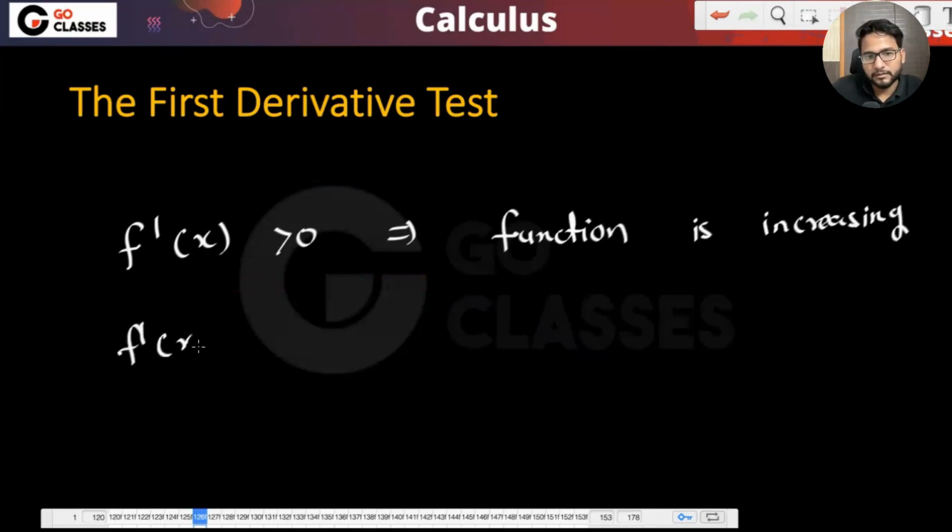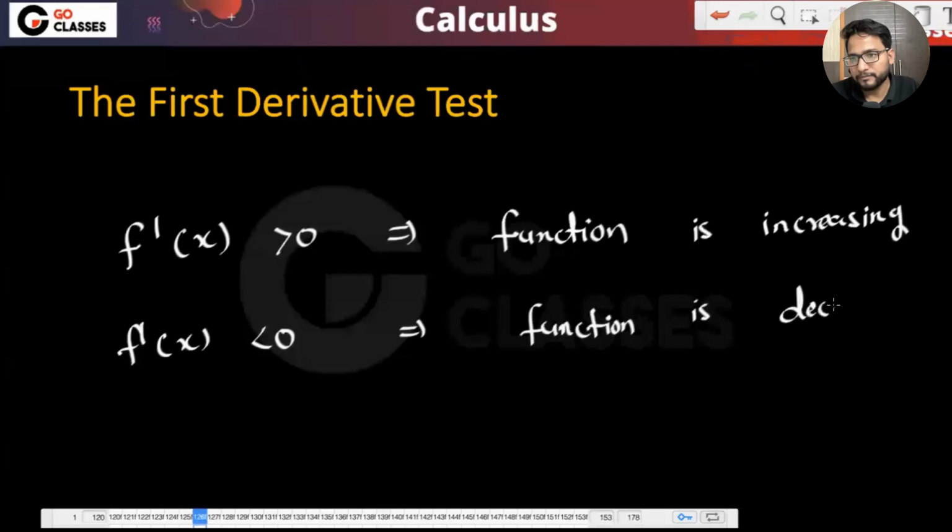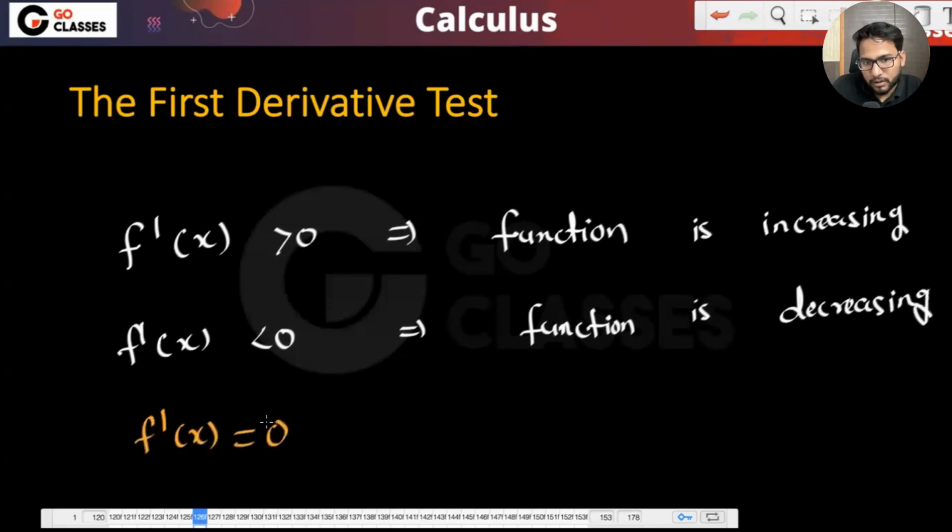If f dash x is less than zero, the function is decreasing. That's what we know, right? Now, we will be putting f dash x equal to zero. Then it could be a local minima, maxima, or it could be some other point, which is called a critical point. All are critical points, but that one is called the point of inflection.